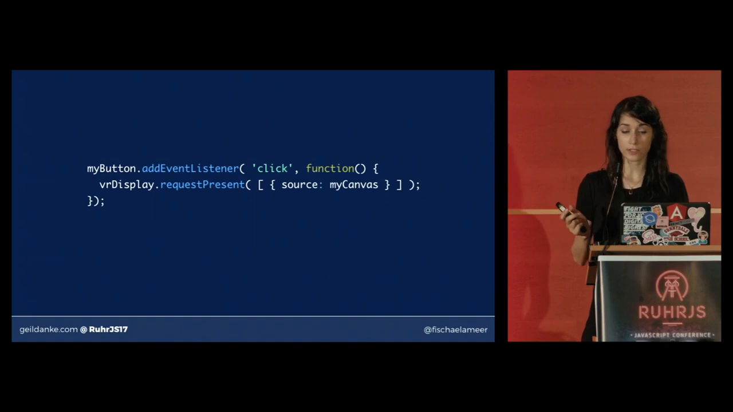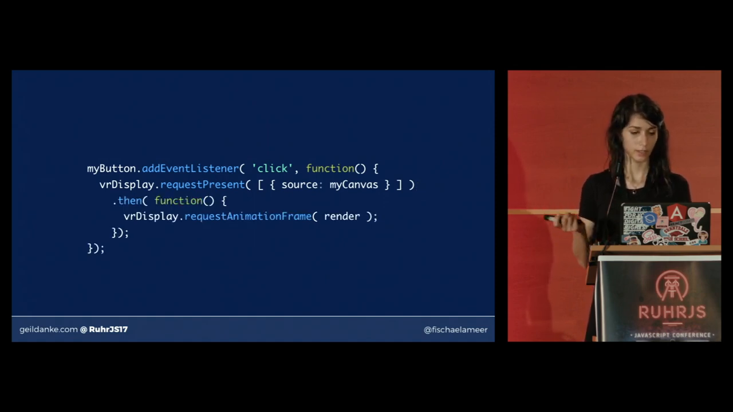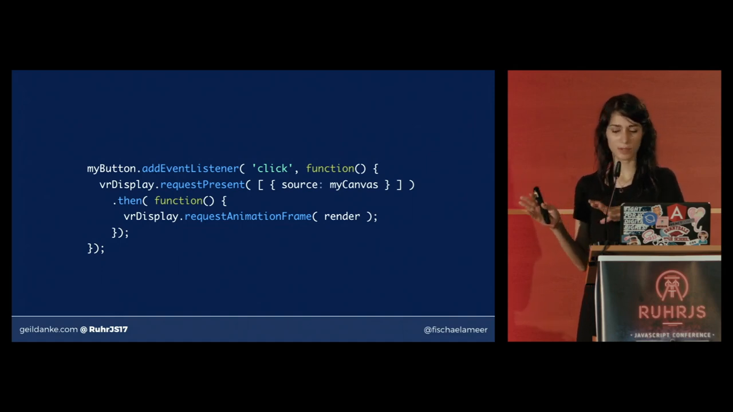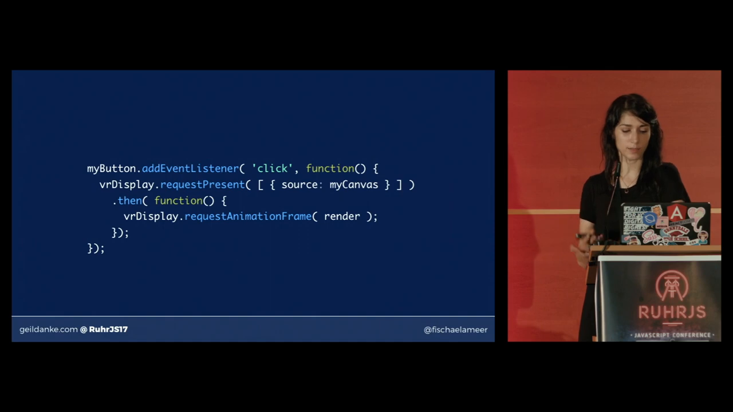Okay, requestPresent also returns a promise that is fulfilled when the presentation has begun. And this is the time when we can start the render loop by using the method requestAnimationFrame. So we already have a requestAnimationFrame method, but VRDisplay's requestAnimationFrame is some kind of equivalent, but it has specific features for rendering on a head-mounted VR display.